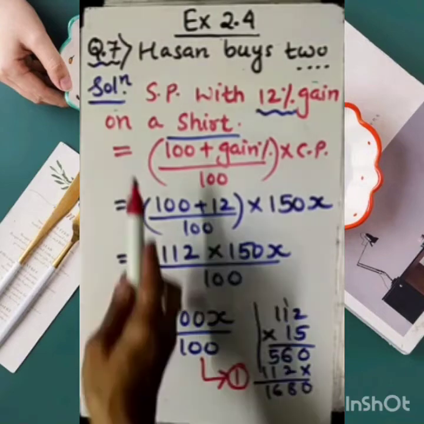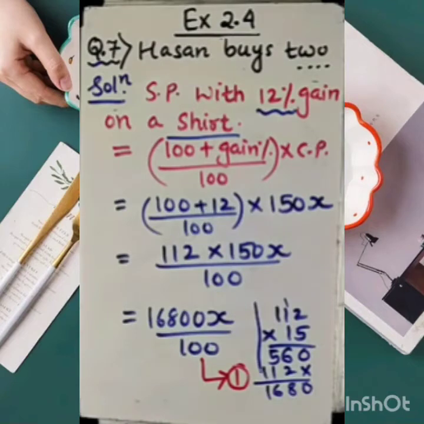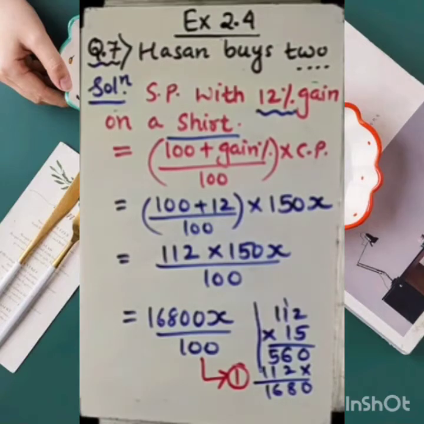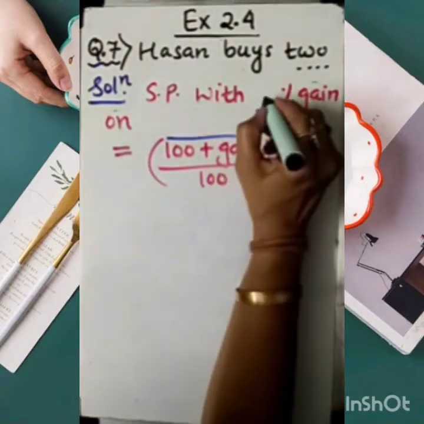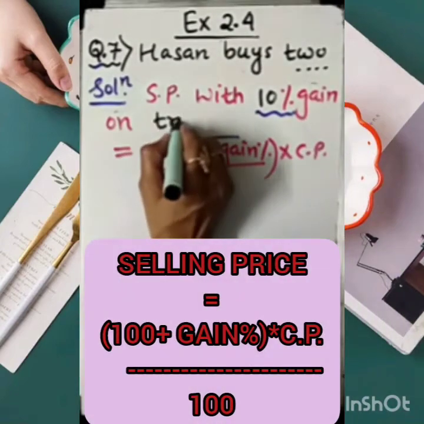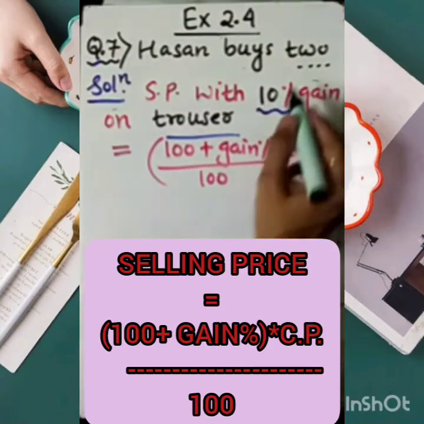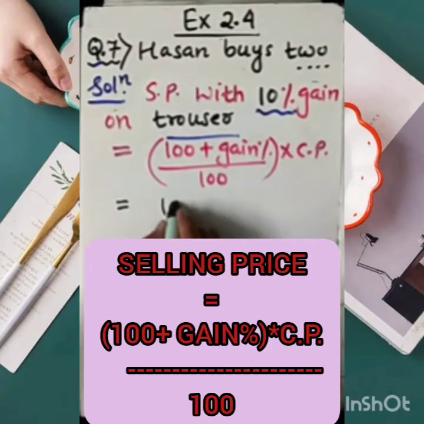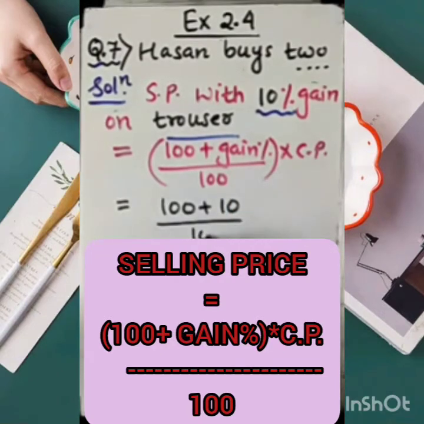This we have found, the selling price with 12% gain on shirt. Okay. Now let's work out for the trouser. Now dear student, let's work out the selling price with 10% gain on trouser. For the trouser material, here the gain percentage is 10. So let me substitute this 10% in place of gain upon 100.